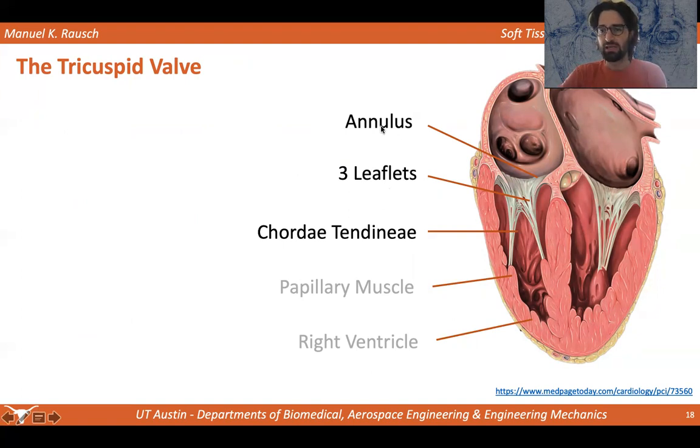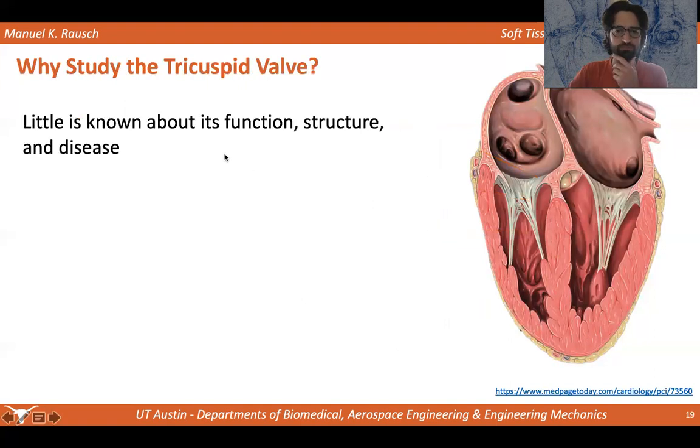It has an annulus that basically describes the interface between the valve and the surrounding myocardium, and has chordae tendineae that attaches the valve to the right ventricular myocardium. And so you see these are intimately interconnected. So studying one without the other is problematic, and that's why we do both. But why study, again, the tricuspid valve?